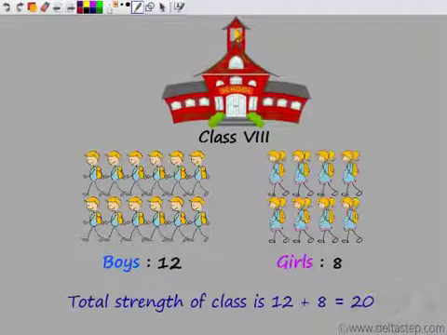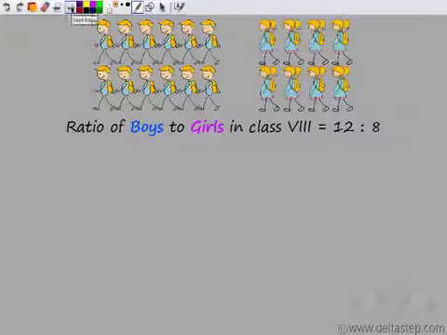We've already seen how to compare these boys and girls in a class by ratio. What I can say is that the ratio of boys to girls in class 8th is 12:8. This is what we've already seen. Now we can express this ratio by division. So I can say that 12:8 can be expressed as division, that is 12 divided by 8.